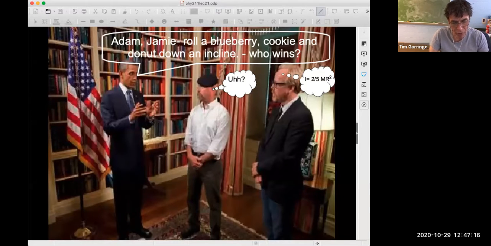Adam, Jamie, you roll a blueberry, a cookie, and a donut down an incline, who wins? So who wins this race? Now, we talked about this race between a sphere and a cylinder and a ring in a previous class. We're going to re-examine this problem of the race between the sphere, cylinder, and ring in this class, but now we're going to do it from an energy perspective, rather than from a torque and force perspective. So we're going to get a new look, a new view, of an old problem.